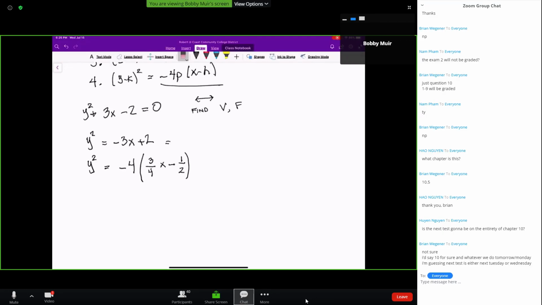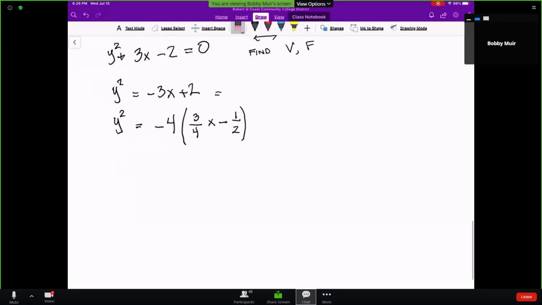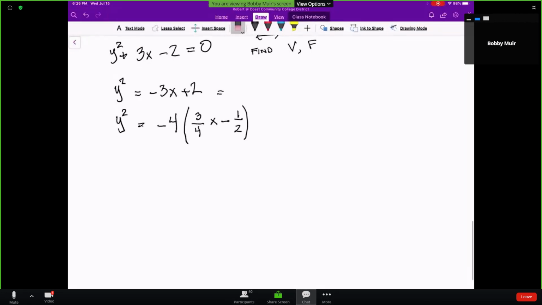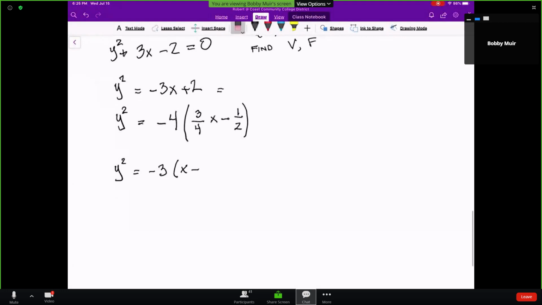Now what? Another thing you could try would be this. You factor the 3 out. I'm just playing around here now. Okay, so negative 3, then it's going to be times x minus 2/3. There we go. Minus 2/3. Okay, so now we know where the vertex is.